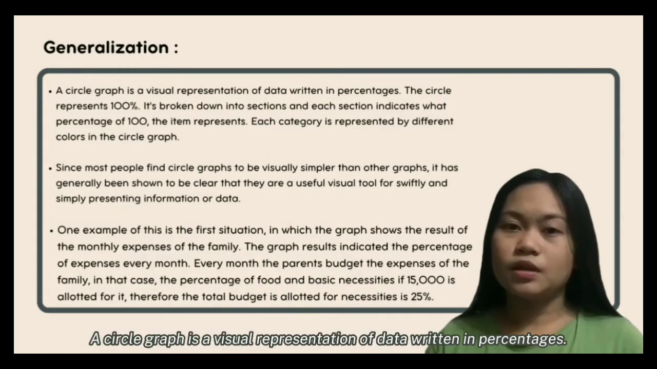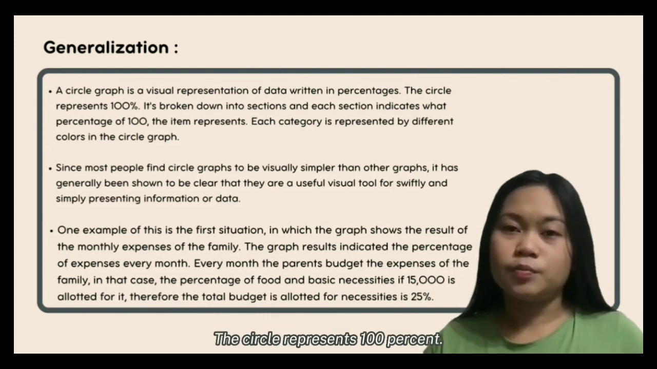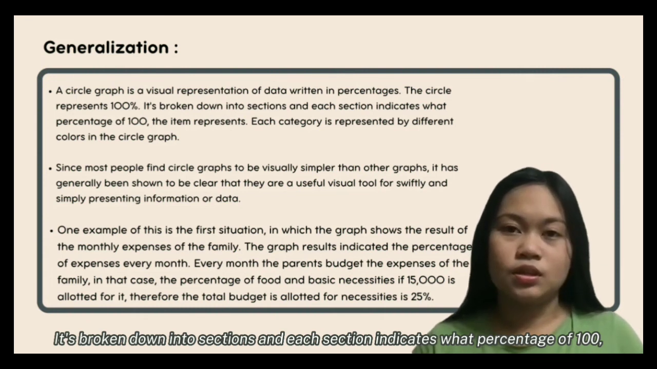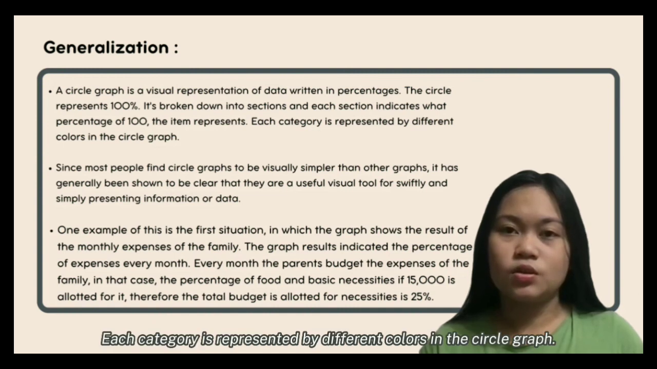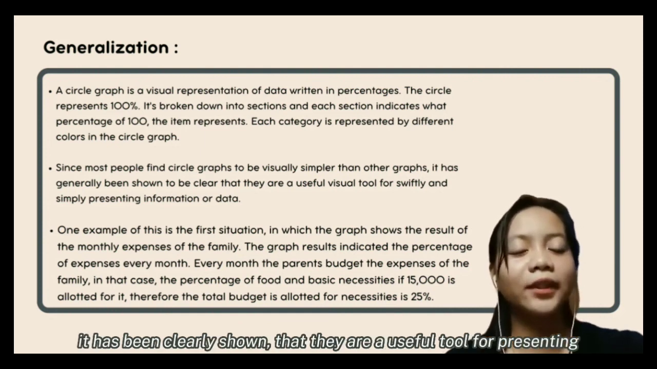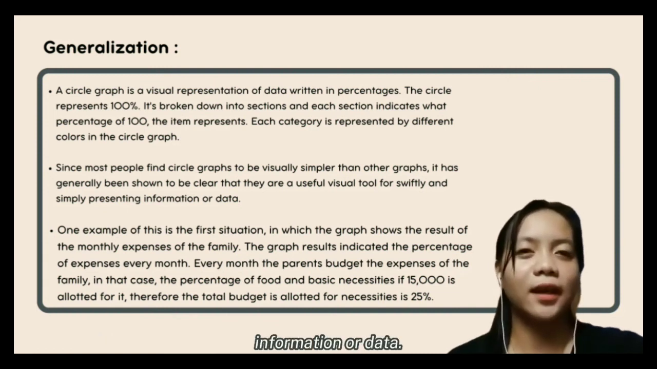A circle graph is a visual representation of data written in percentages. The circle represents 100%. It's broken down into sections and each section indicates what percentage of 100 the item represents. Each category is represented by different colors in the circle graph. Since most people find circle graphs simpler than other graphs, it has been clearly shown that they are a useful tool for presenting information or data.